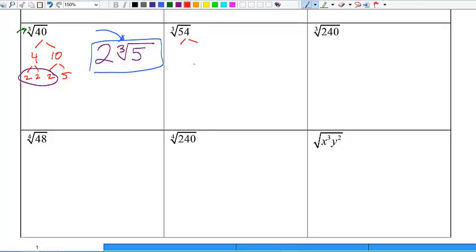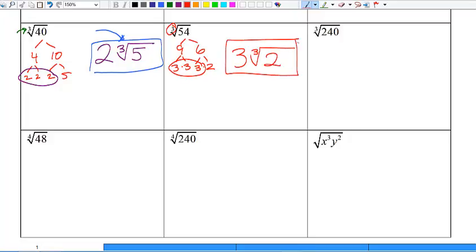On the next problem, we have 54. 54 is 9 times 6. And then we have 3 times 3 times 3 times 2. And because we have a cube root, we are looking for groups of 3. I have one group of 3 here. Don't forget your cube root on the house. And then 2 stays inside.